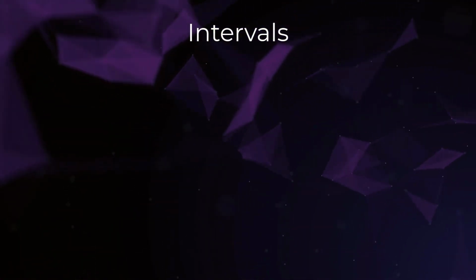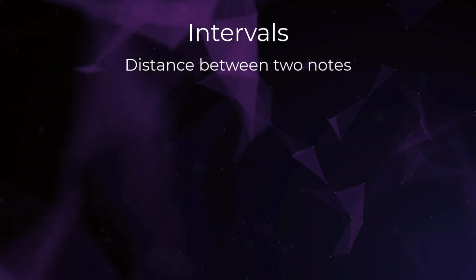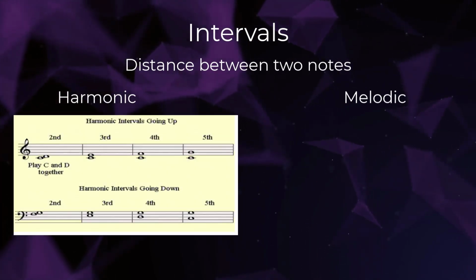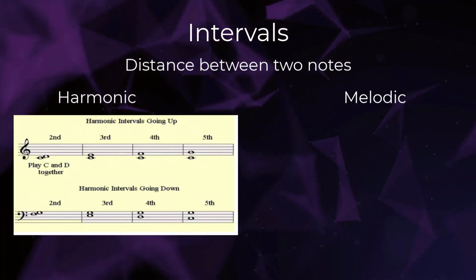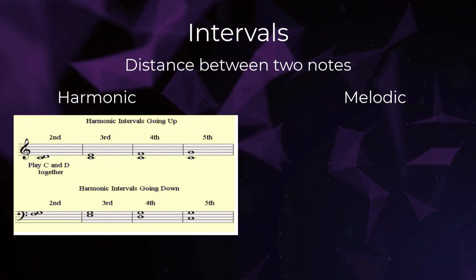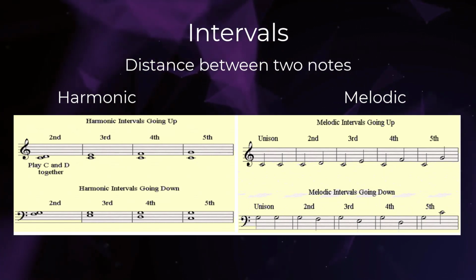Okay, on to generic and specific intervals. An interval is the distance between two notes. These can be harmonic or melodic intervals. Harmonic intervals are stacked on top of each other and sound at the same time, or in harmony with one another. Melodic intervals are located one after the other.